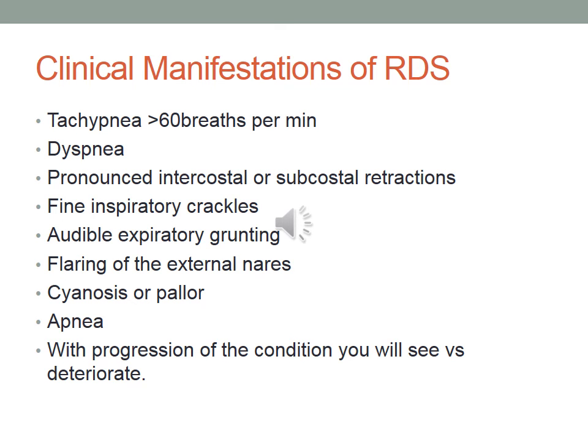Clinical manifestations of RDS: tachypnea, greater than 60 breaths per minute; dyspnea, pronounced intercostal or subcostal retractions; fine inspiratory crackles; audible expiratory grunting; flaring of the external nares; cyanosis or pallor; apnea. With progression of the condition, you will see vital signs deteriorate.